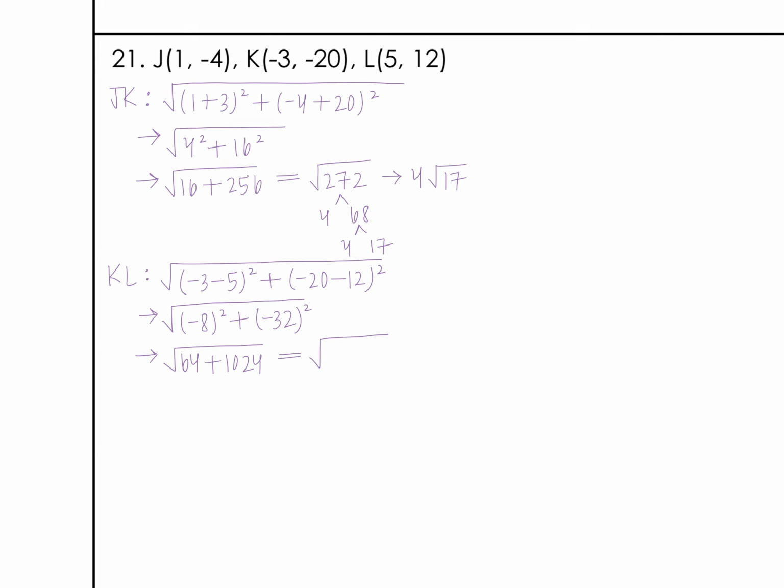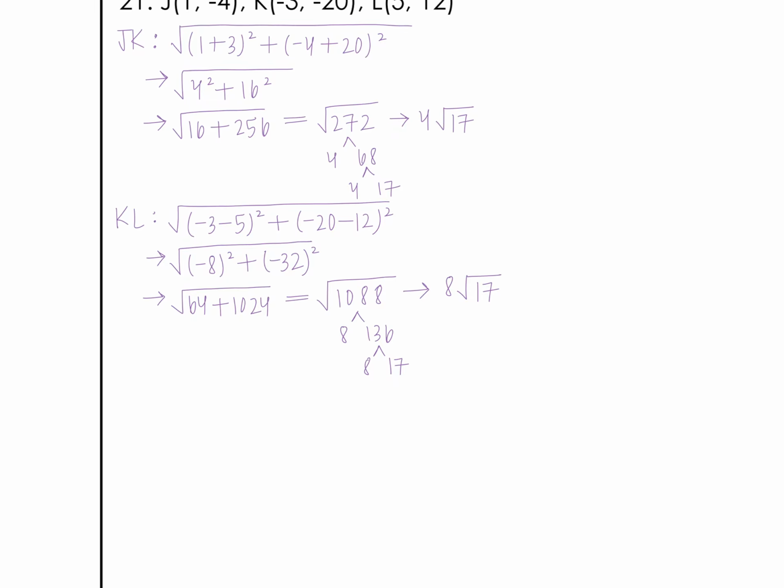So when we add those two together, we are going to get 1,088, which some factors of that are going to be 8 and 136. And then we can factor that down into 8 and 17. So we'll have a pair of 8 to pull out with a leftover 17. So we will get 8 root 17.